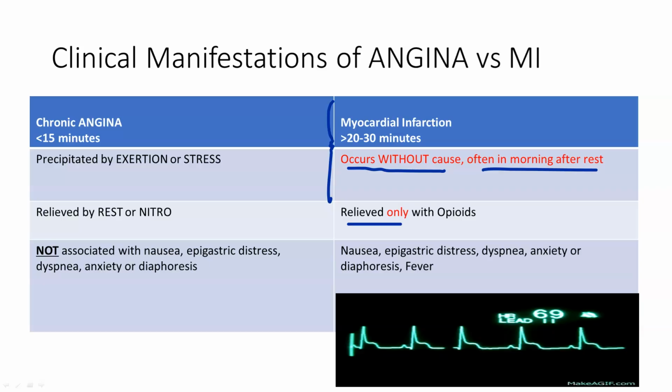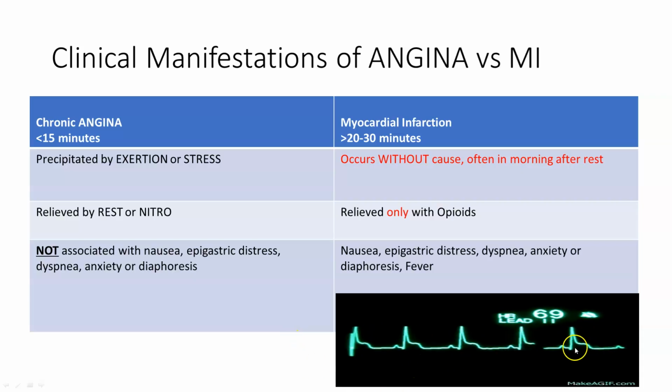The pain is only relieved with morphine. And we do associate this with nausea, epigastric distress, dyspnea, anxiety, diaphoresis, and fever. Here, we do see that I have ST elevation in this tracing. I see PQRST. I wish their heart rate would be 69. It depends on the amount of ischemia and the other comorbidities, but it's a good illustration of ST elevation.